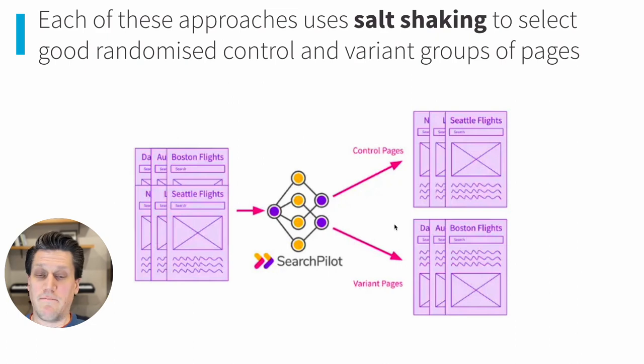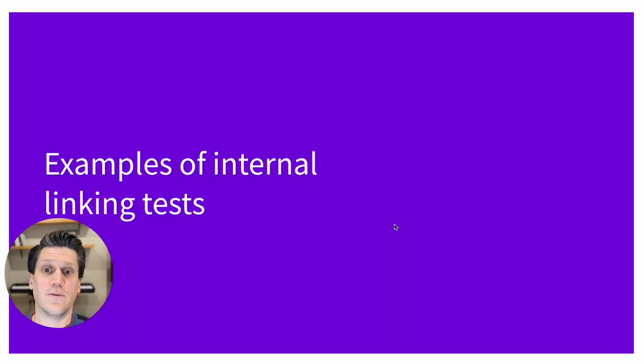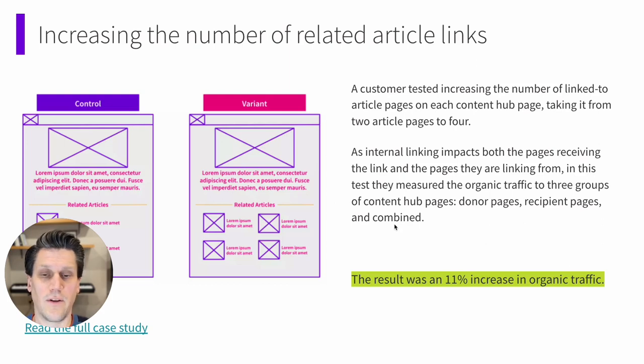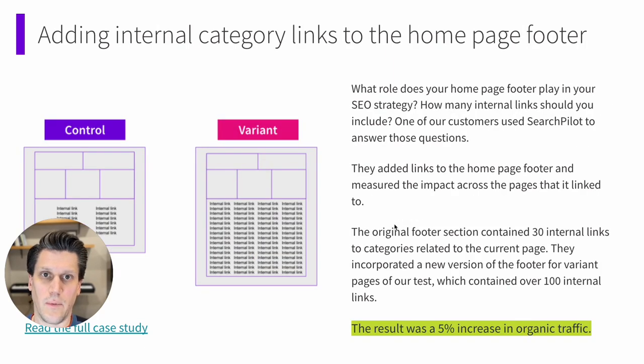So yeah, I mentioned a couple of examples there. Those particular examples were both significant winners. So you can read more about the full case study. The link is in the presentation. And in the first case, the related article links, this was an 11% increase in organic traffic to the pages that we were measuring. And in another example that we ran, some pages were added into the footer and some pages were not added into the footer. The pages that got the additional link got a 5% increase in organic traffic.